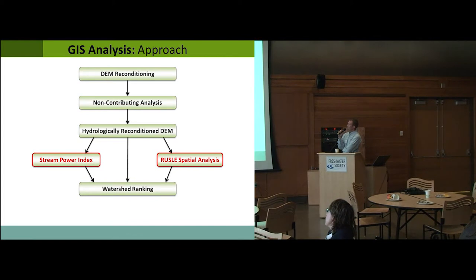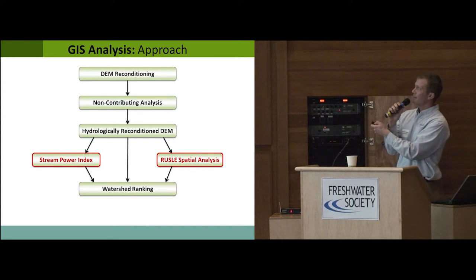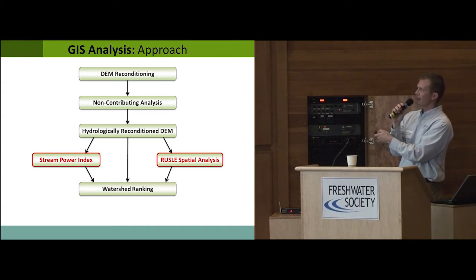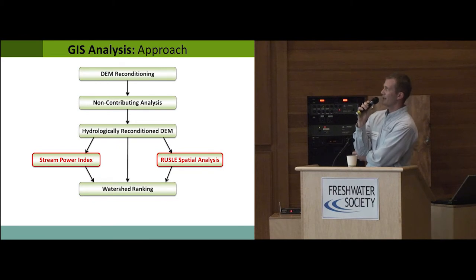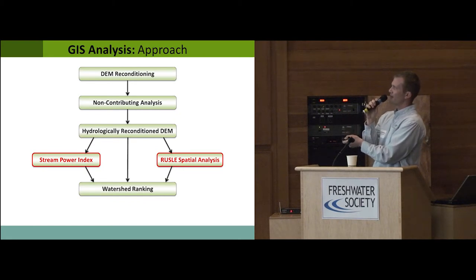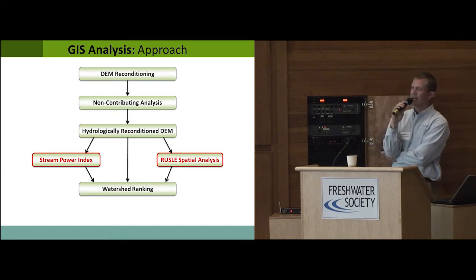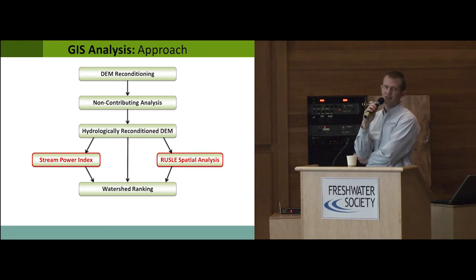So once we get through developing the hydrologically reconditioned DEM, and again, this is more of a precursor to the actual stressor identification piece that we use to identify where BMPs should go on the landscape, we can begin to get into more of the stream power index and spatial analysis. One thing to make note of is that these three processes, although they're more of an input to the actual analysis that you're performing, are by far the most time and labor intensive portion of your entire study. It takes a significant amount of time to go through the DEMs and make a determination where that reconditioning should be applied in the landscape.